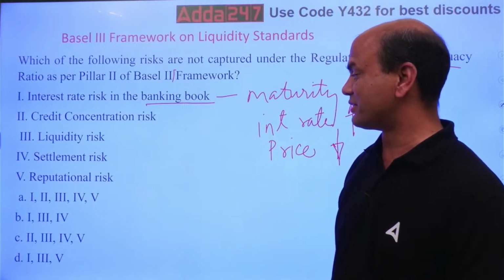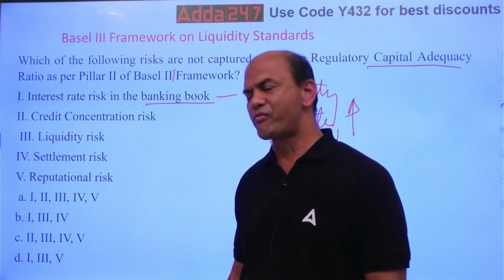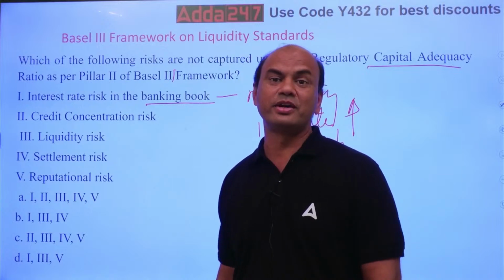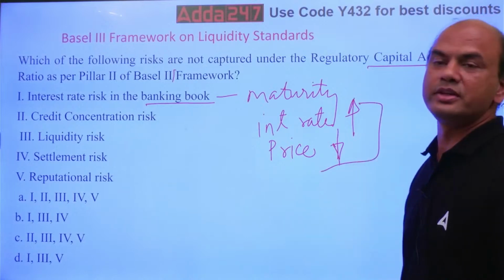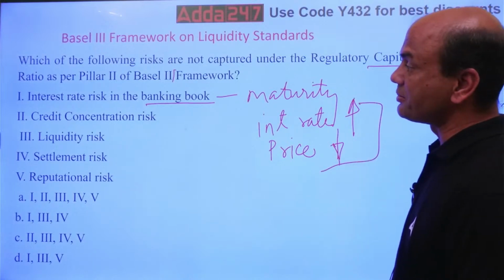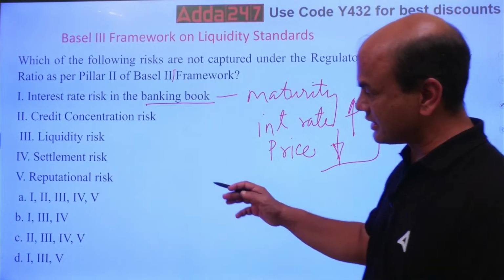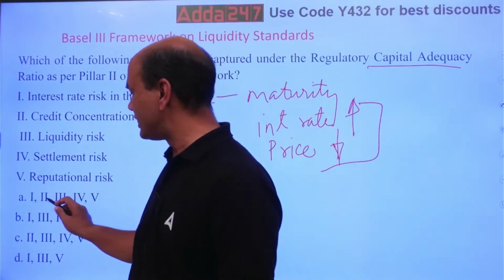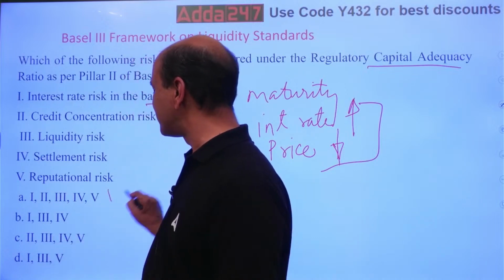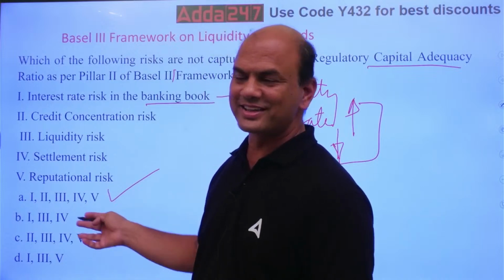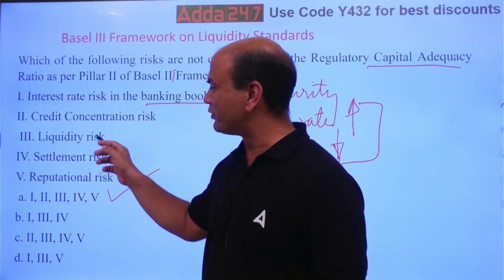Which is not captured. Is liquidity risk captured over here? What is liquidity risk? It again boils down to this one. So 1 and 2 are correct. Check the answers. Which one has 1 and 2? 1 and 2, 1 and 3, 2 and 3, 1 and 3. So this answer is immediately shown over here. Answer is A, because 1 and 2 are correct. So definitely 3, 4 and 5 will be correct.